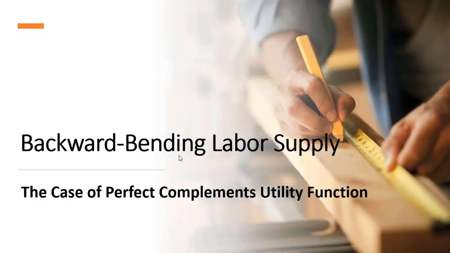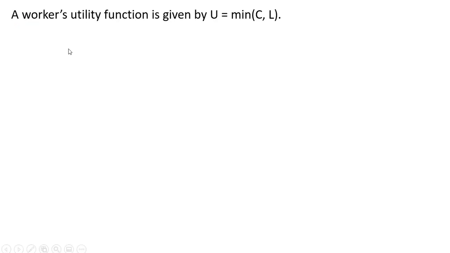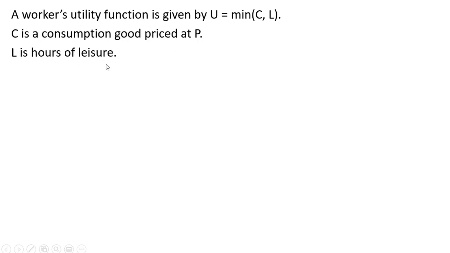Hello, in this video we're going to derive a backward bending labor supply function from a perfect complements utility function. A worker's utility is given by the following. C is a consumption good priced at P. L is hours of leisure. The worker's wage is W.